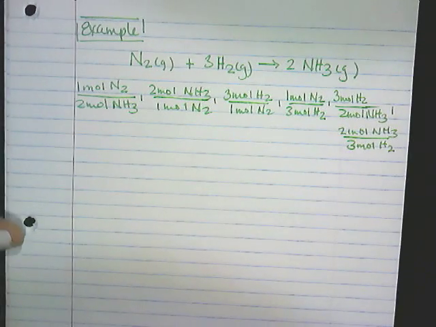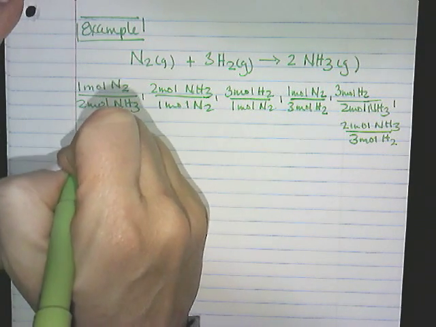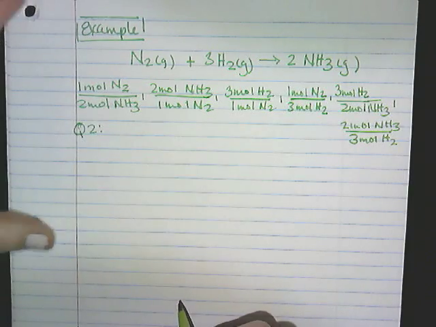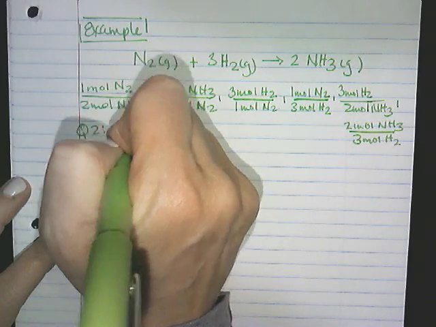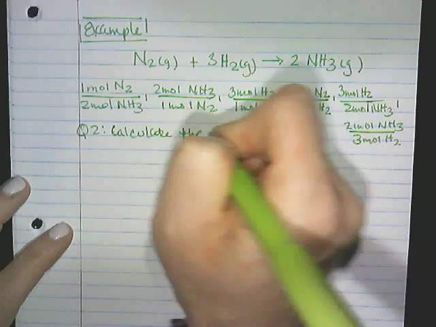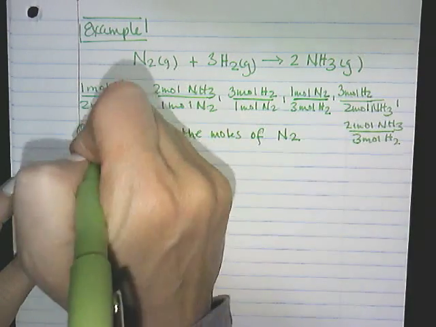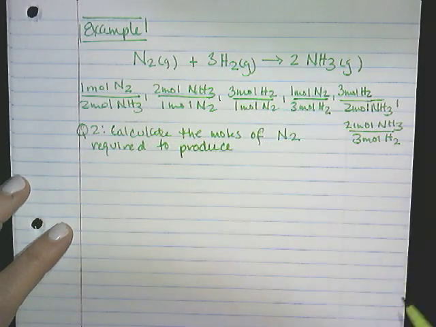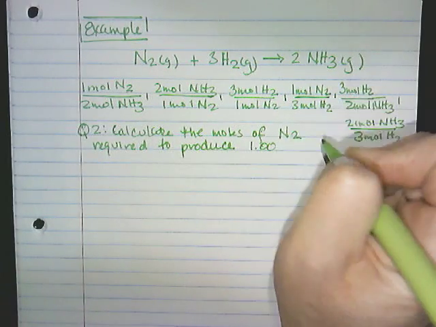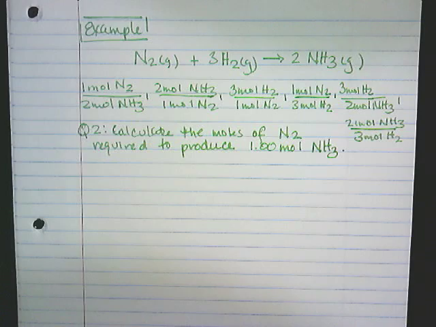Okay. So the question, question number 2, will be: calculate the moles of N2 required to produce 1.00 moles of NH3. So in the first example, we were dealing with two reactants.